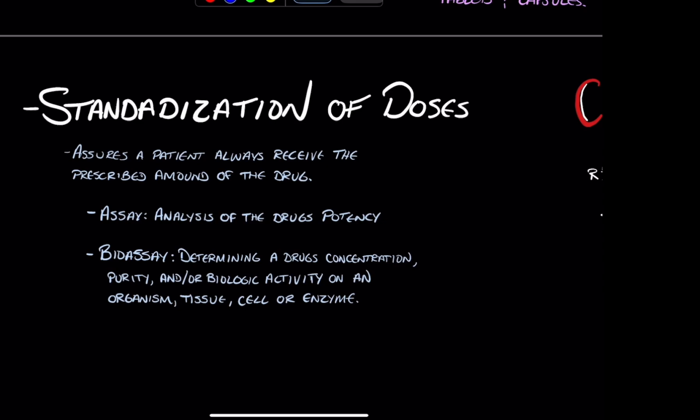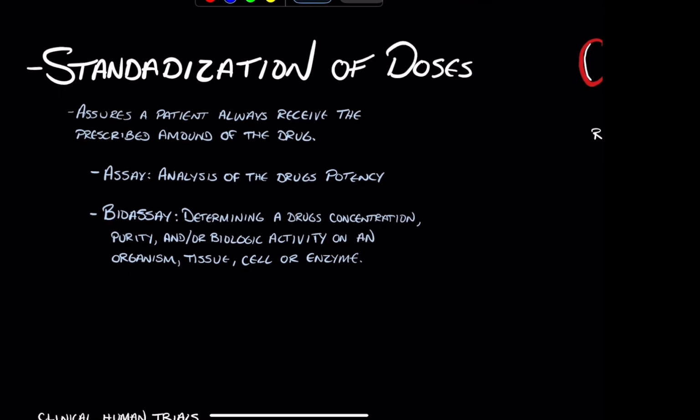A few important terms to remember from this is assay. An assay of a medication is the analysis of the actual potency. And then bioassay would be the determination of the actual concentration of that drug that's going to be active on a tissue or enzyme, cells, a part of the body, basically. So assay is the potency of the drug on its own, and then bioassay is determining how concentrated or how strong it's going to be in the body or in a tissue.